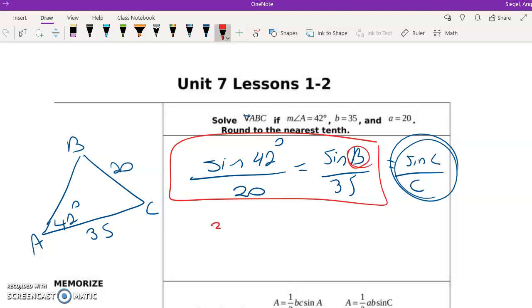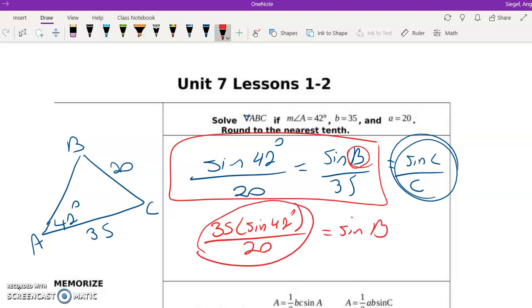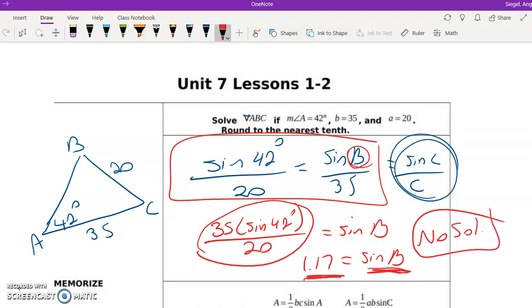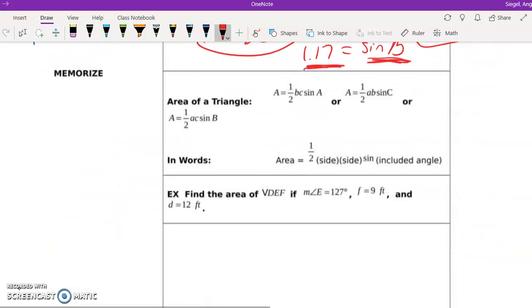So I'm going to cross multiply. So 35 times the sine of 42 divided by 20 equals the sine of B. Okay, well, when you type this in your calculator, you're going to get over 1. So I can't have the sine of B be more than 1. So in this case, it's too big, so we have no solution. Okay, so those are the 3 cases that you'll see with the law of sines.